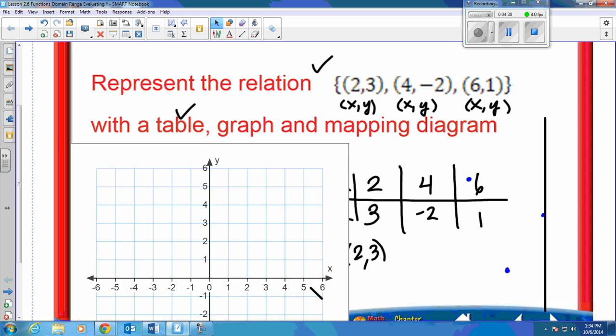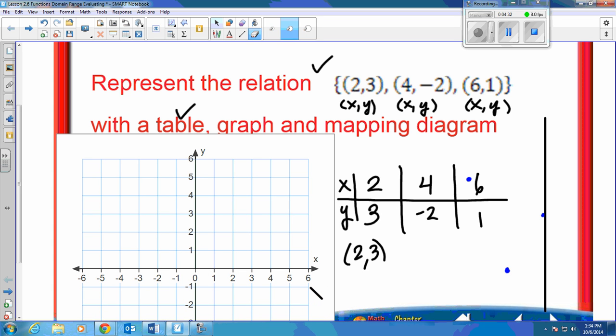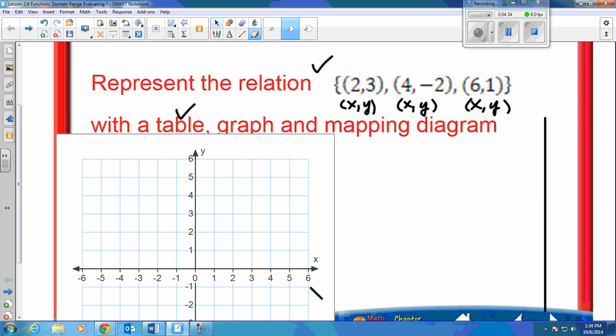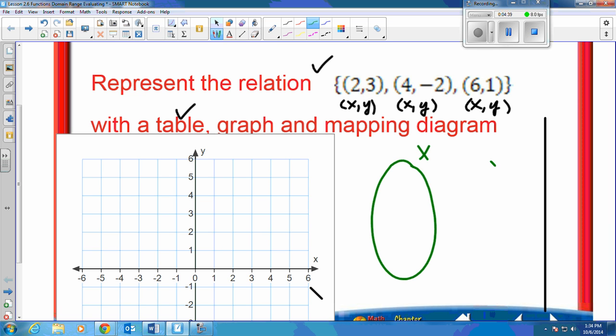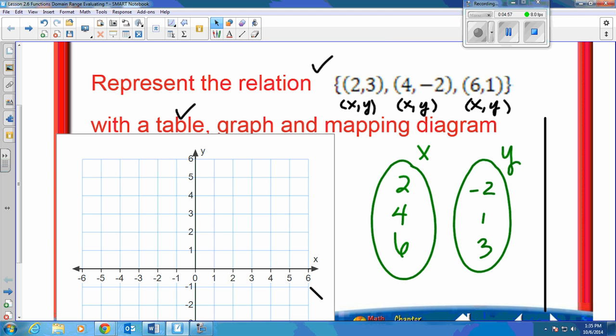A mapping is just where I take all of my x's and all of my y's and I show how they're related to one another. So on a mapping, I list each x once and only once, and each y once and only once. And order does not matter, but a lot of times on a test you'll see them in numerical order. So if I list all my x's in numerical order, I have 2, 4, 6. If I list my y's in numerical order, I'd have -2, 1, and 3. And then a mapping just shows the relationship. 2 goes with 3, 4 goes with -2, and 6 goes with 1.